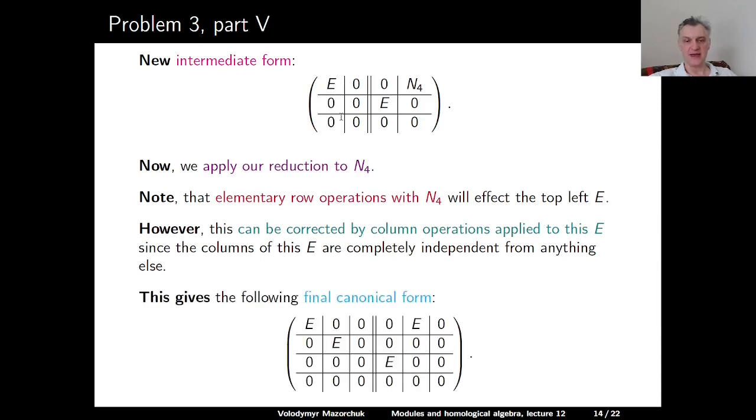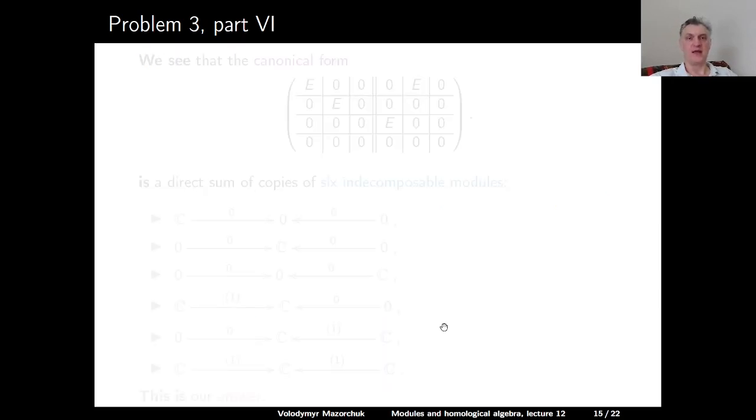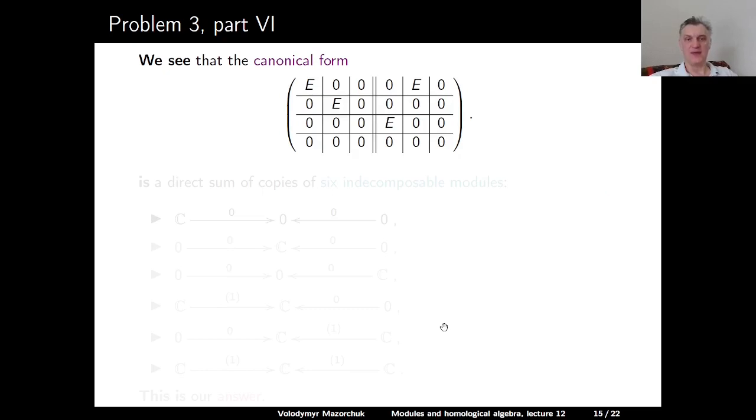So this means that at the end, the final canonical form of our matrix looks as follows. So we have the matrix E, 0, 0, 0, E, 0, 0, E, 0, 0, 0, 0, 0, 0, E, 0, 0, 0, 0, 0, 0, 0, 0. And there are no parameters left. So in particular, we have a finite number of direct summands. And if we look carefully at this form, we see that this canonical form has actually exactly 6 direct summands, and these are the indecomposable modules of the original quiver, which looks as follows.